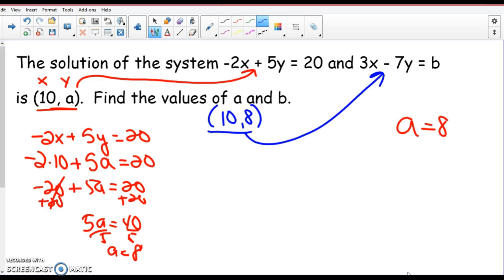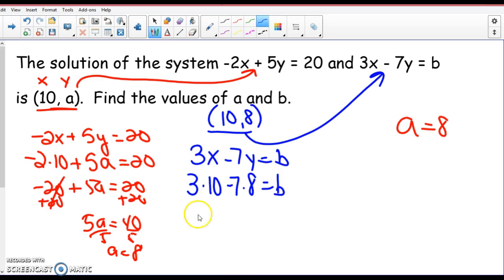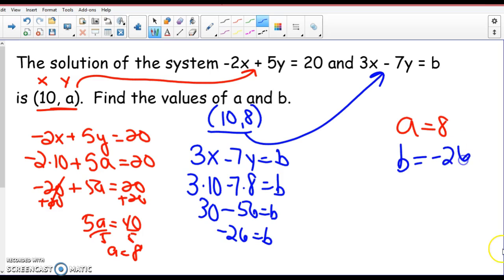Watch what will happen. 3x minus 7y equals b. Well, let's substitute this in. 3 times 10 minus 7 times 8 equals b. That's 30 minus what? 56 equals b. So that's negative 26. So b is negative 26. All I used in that problem was the concept of a solution makes an equation true.